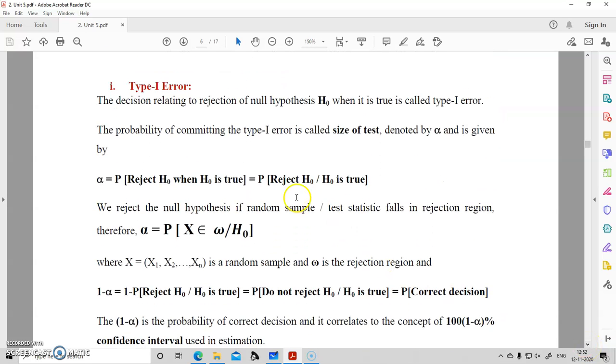We'll see some more examples. The decision relating to rejection of the null hypothesis: we reject the null hypothesis H naught when it is true. Actually H naught is true, but we reject it. This type of error is known as the type 1 error. What is the type 1 error? When we reject the null hypothesis, the null hypothesis is not correct, so we reject it. So, doing all the statistical tests, we reject H naught. But actually the true scenario could be either way, right?